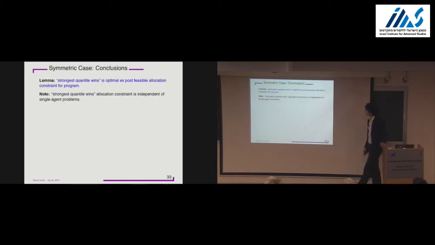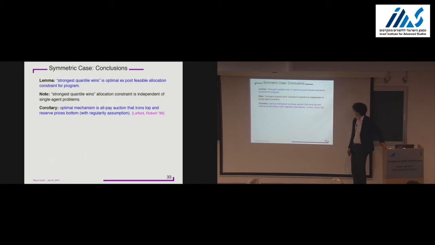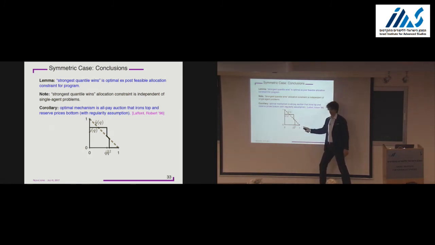So as I said, strongest quantile wins is independent of the single agent problems. So now my optimization problem is super easy. I just, for each player, find the best thing subject to that. Right? So what's the corollary? The optimal mechanism for the all-pay auction is ironing at the top and reserve price at the bottom, which is exactly what we had in one of the first slides. If you have this allocation constraint, you iron the top and reserve price the bottom.